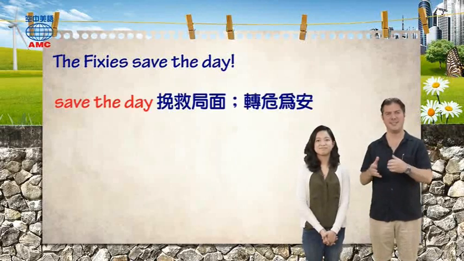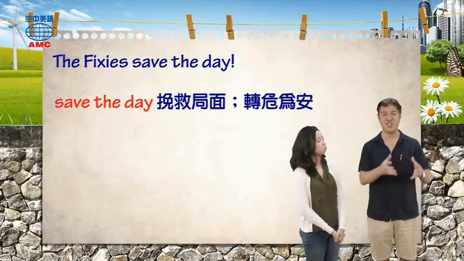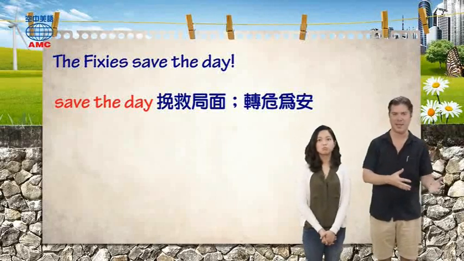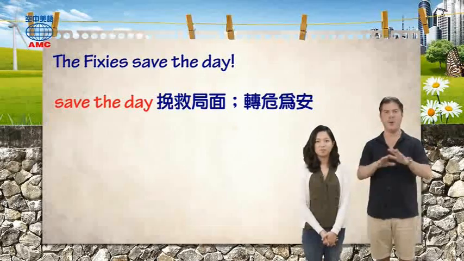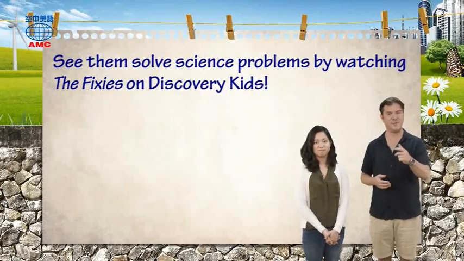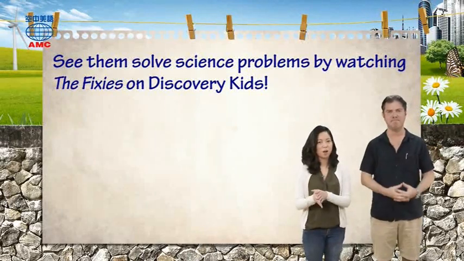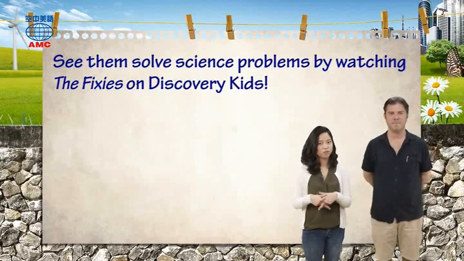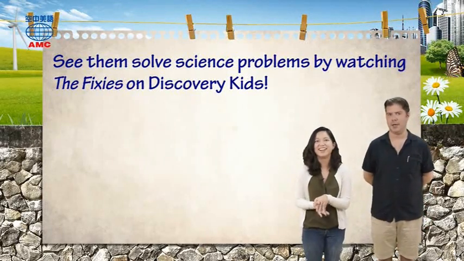When someone saves the day, that means they come in and rescue a bad situation. They stop something bad from happening, like a superhero in the movies. They save the day. They avoid all of this trouble. See them solve science problems by watching the fixies on Discovery Kids. Yeah, can you imagine what Thomas' mom would say if she found out she lost her ring? She probably wouldn't say much. She'd probably scream a lot.